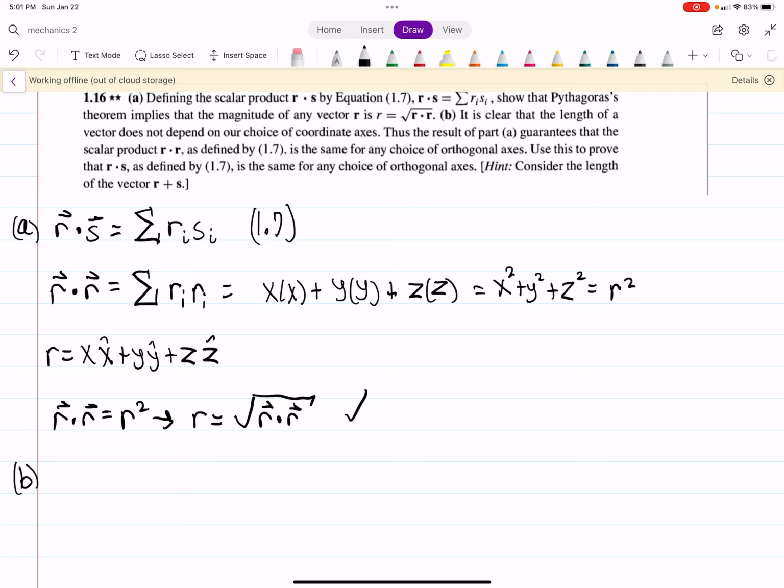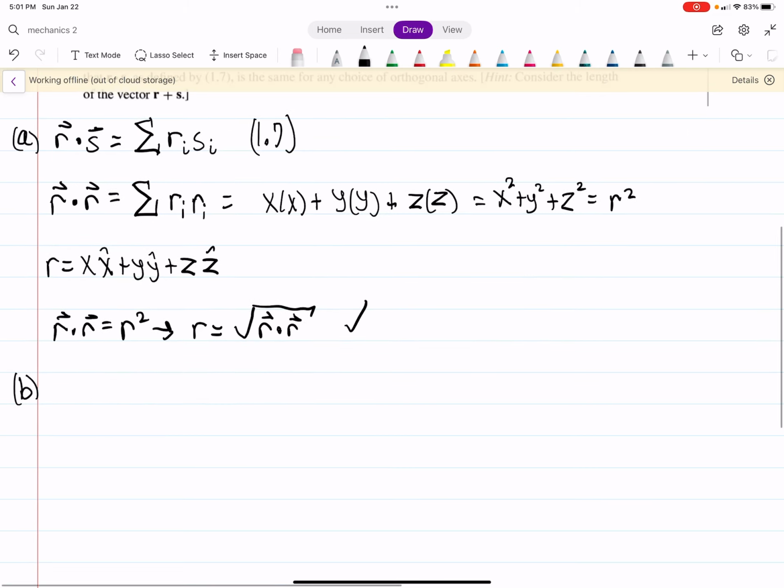Okay, for part B, it's clear that the length of the vector does not depend on our choice of coordinate axes. The results of part A guarantee that the scalar product r dot r, as defined by 1.7, is the same for any choice of orthogonal axes. Use this to prove that r dot s, as defined by 1.7, is the same for any choice. Consider the length of the vector r plus s.